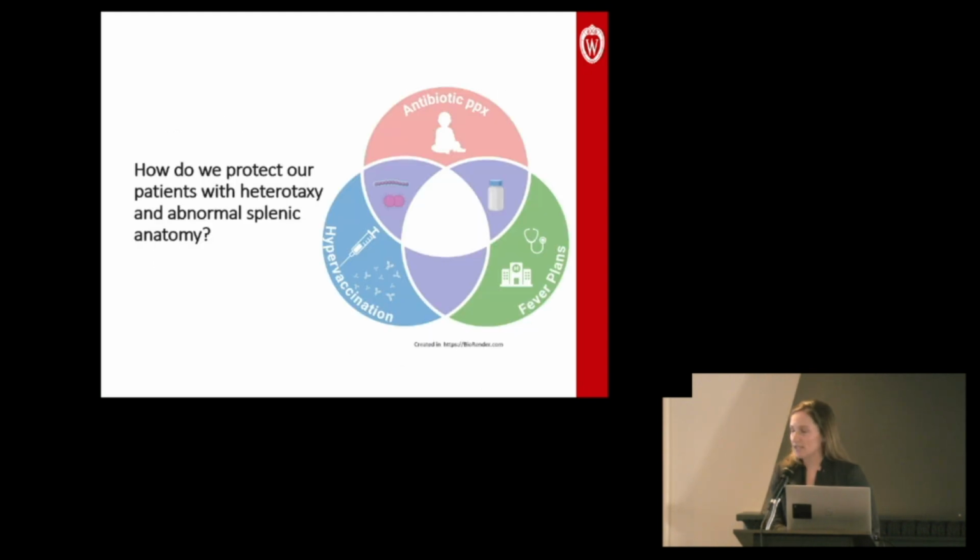So how do we protect our patients with heterotaxy and abnormal splenic anatomy? What I talk about with my patients and in our clinic is that there are really 3 pillars of approach, and all are very important. Those are hypervaccination, antibiotic prophylaxis, and having a really solid fever plan that both patients and providers at their local hospitals, especially in rural Wisconsin, are aware of and comfortable with.